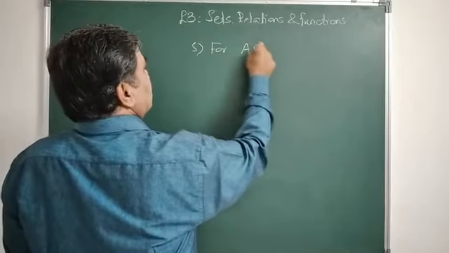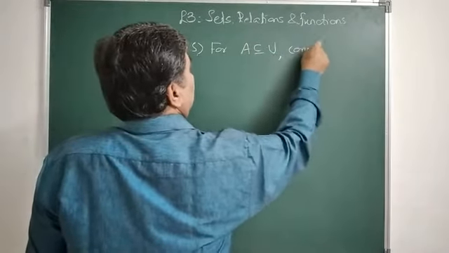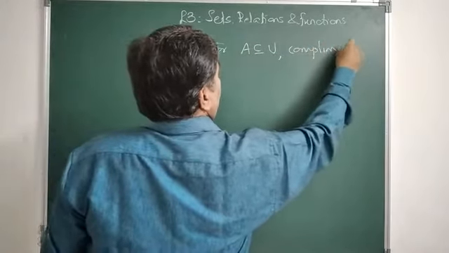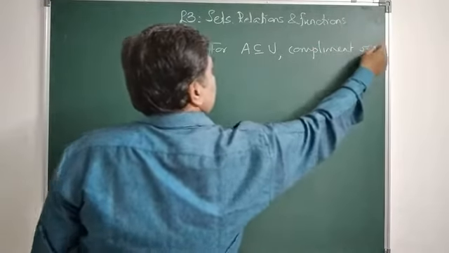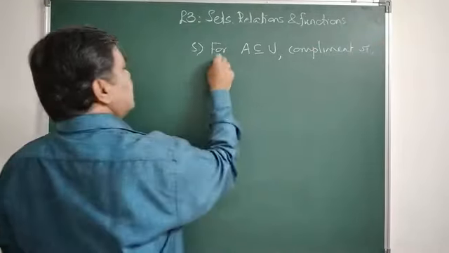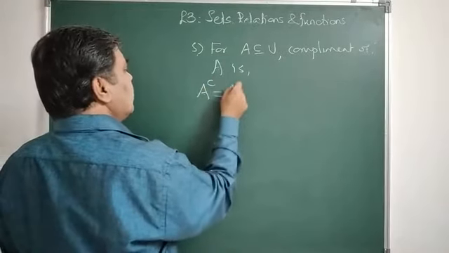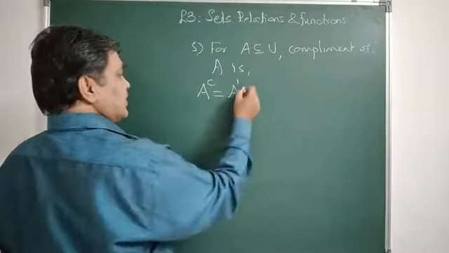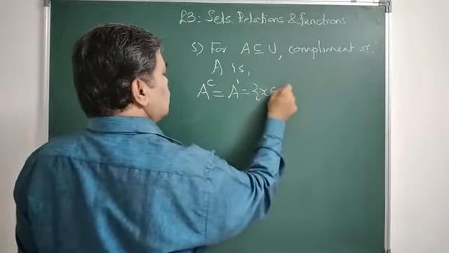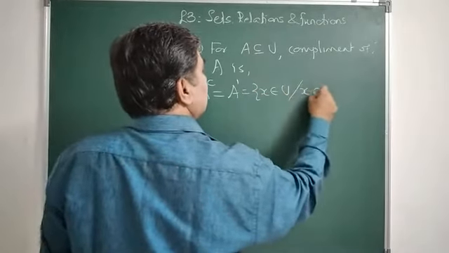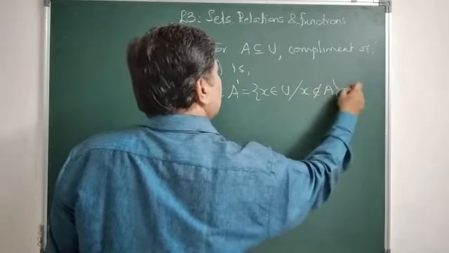A is a subset of U. The complement of A is denoted by this symbol or A dash. It is the set of those x belonging to U such that x doesn't belong to A. So this is precisely the set U minus A.